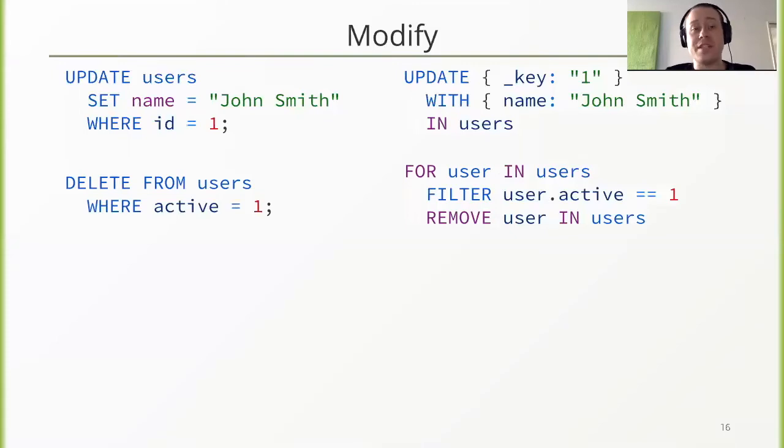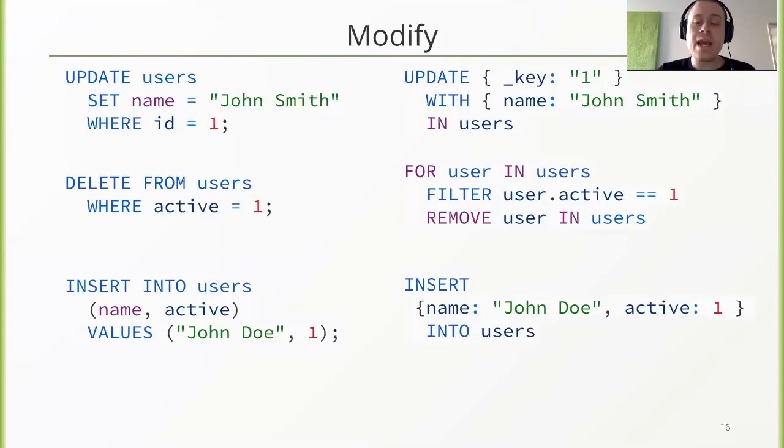Delete pretty much is the same. So in SQL, delete from users where some conditions are true. In AQL, you just do this looping again. So for user in users, filter all the users you want to delete, and then remove the user in users. And of course, we can also insert documents. So it's just insert some JSON into some collection in AQL.